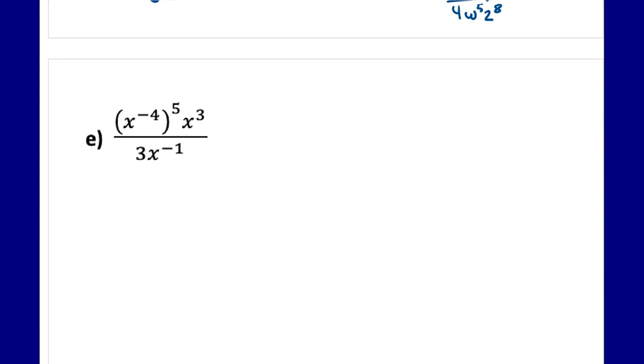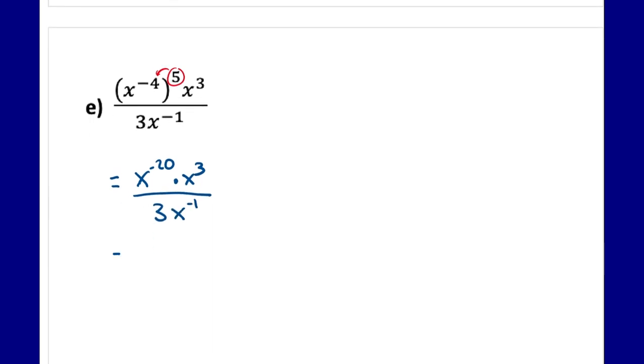Again, one more example. Again, just more practice. This exponent applies to everything on the inside. There's nothing I can simplify on the bottom. So I get x to the power of negative 20 times x cubed divided by 3 x to the power of negative 1. Again, even though I have negatives, I'm going to simplify and do all my operations first before I worry about converting positive exponents or negative exponents to positive.